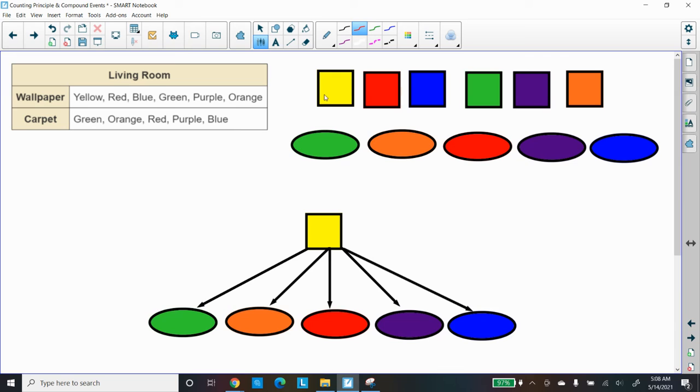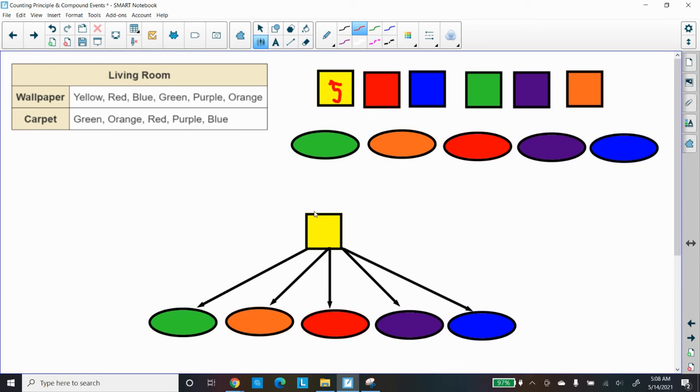So I put my wallpapers on top because wallpaper colors are rectangular in scope, and the carpet rugs, I have round little carpet rugs. There's the green one, the orange one, the red one, the purple one, and the blue one. So there are my 5 carpets, and there are my 6 different color wallpapers. So the first wallpaper is yellow, and look at the different color carpets that can go with the yellow. The green one, the orange one, the red one, the purple one, or the blue one. If you count that up, I have 1, 2, 3, 4, 5 to go with this particular yellow.